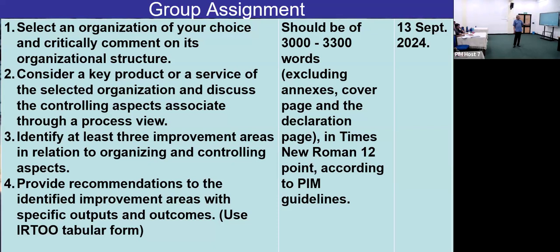Consider a key product or service in the organization. Controlling I will cover in the afternoon. The first question is about organizing, which we have covered. The second question is about controlling, which we will cover in the afternoon. Then 3 improvement areas could be from organizing or from controlling. Then provide recommendations for the improvement areas: issue, recommendation, timeline, output and outcome.